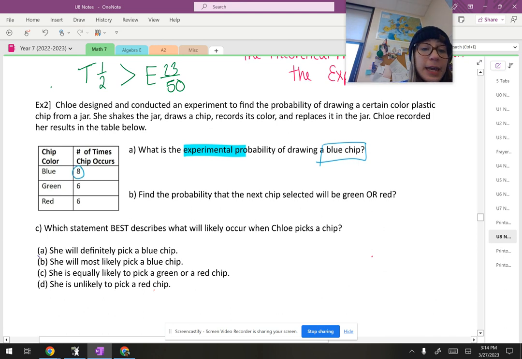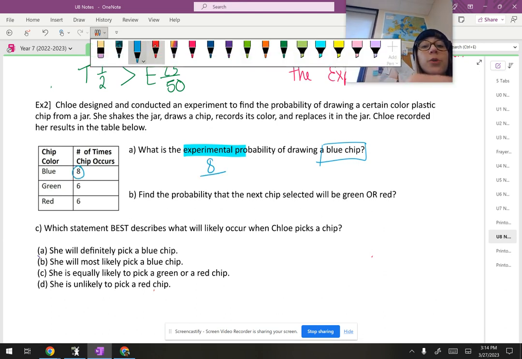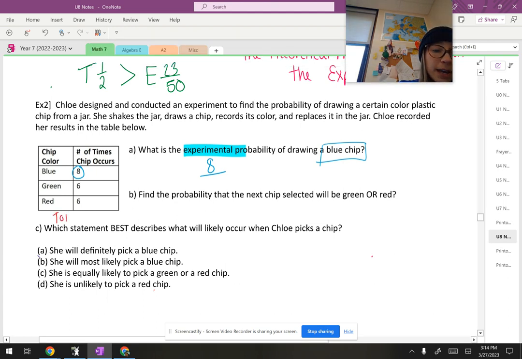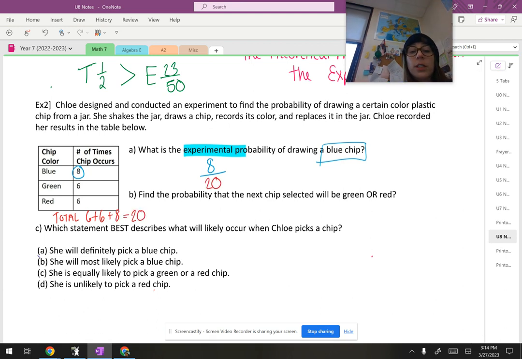So blue, 8 of them are blue out of how many? Keyword: total. We've got to add to find that total. 6 plus 6 is 12, plus 8 is going to give me a total of 20. So the experimental probability is 8/20.